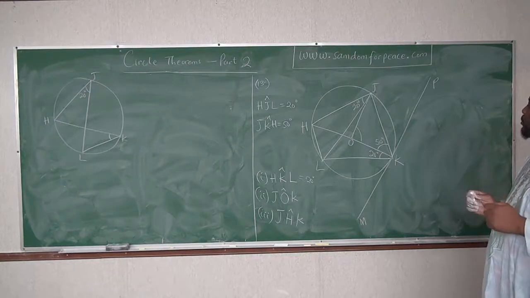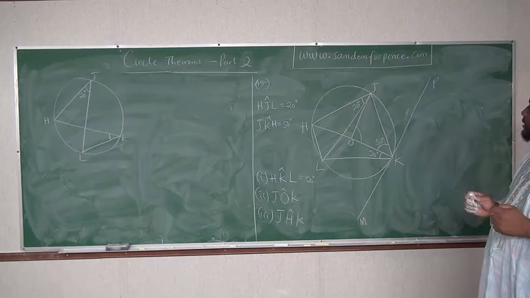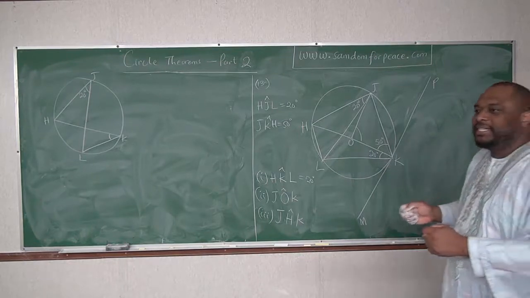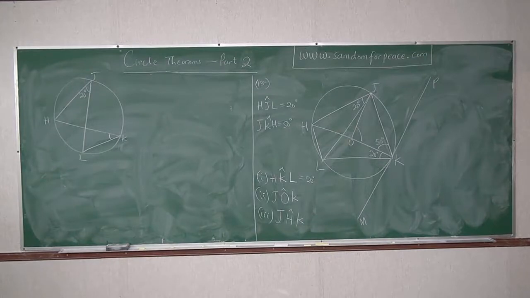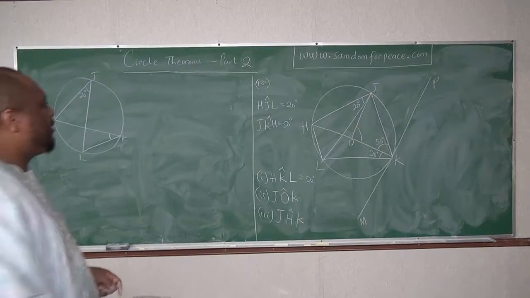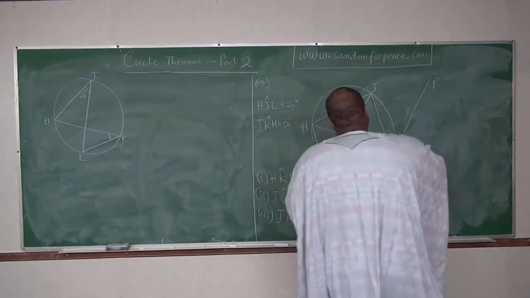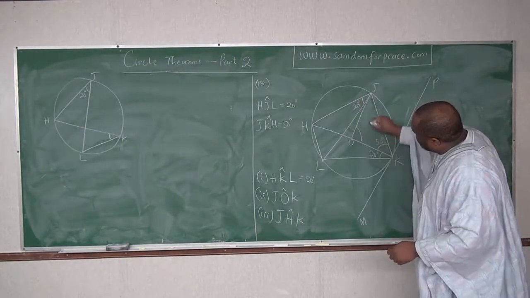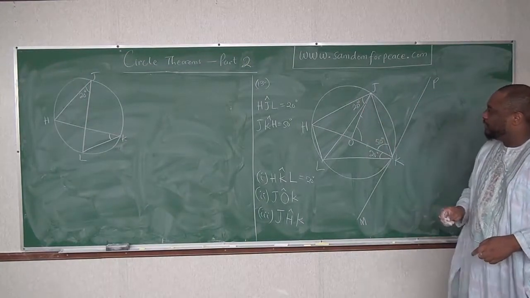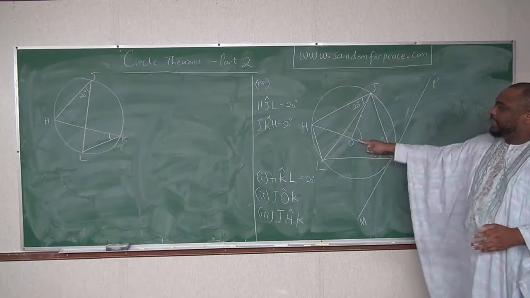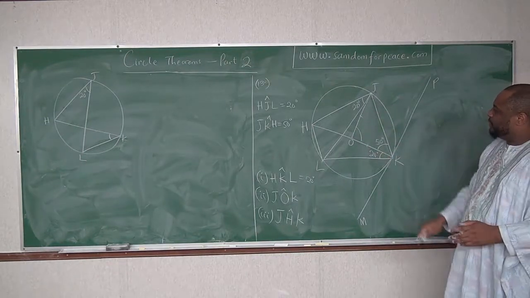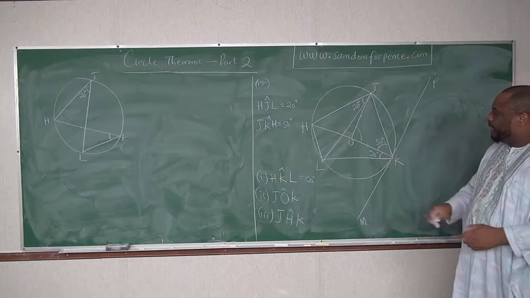I see something too. Do you see it with me? Because this is O. From this diagram, these are the base angles of an isosceles triangle, because this is a radius and this is a radius. See that? This is a radius, this is a radius. That's for J.